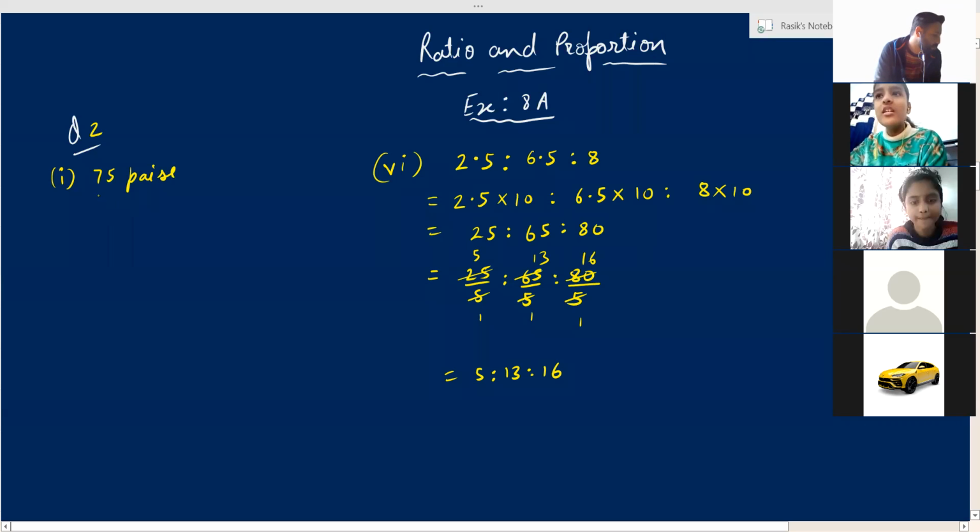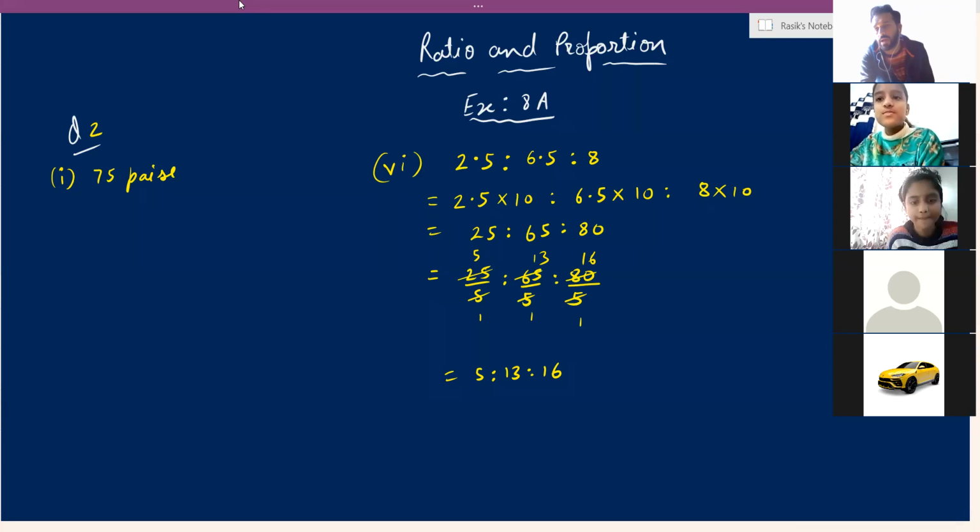So first part. Just take the LCM of 6 and 9. LCM of 6 and 9 is 18. And multiply both the terms by 18.